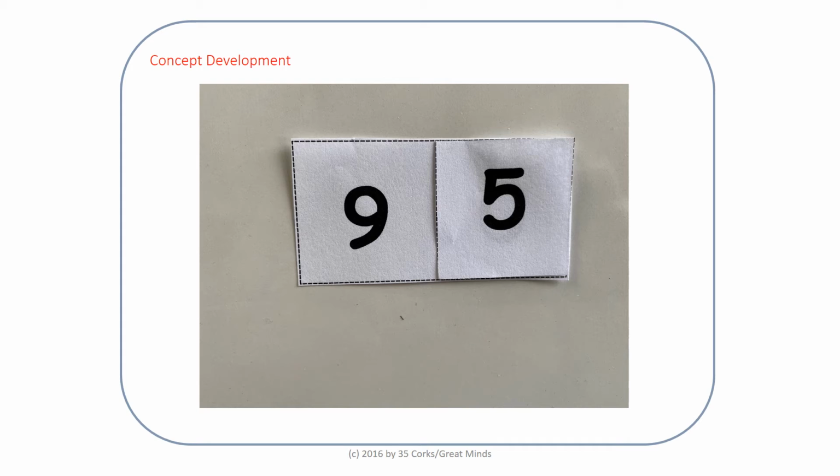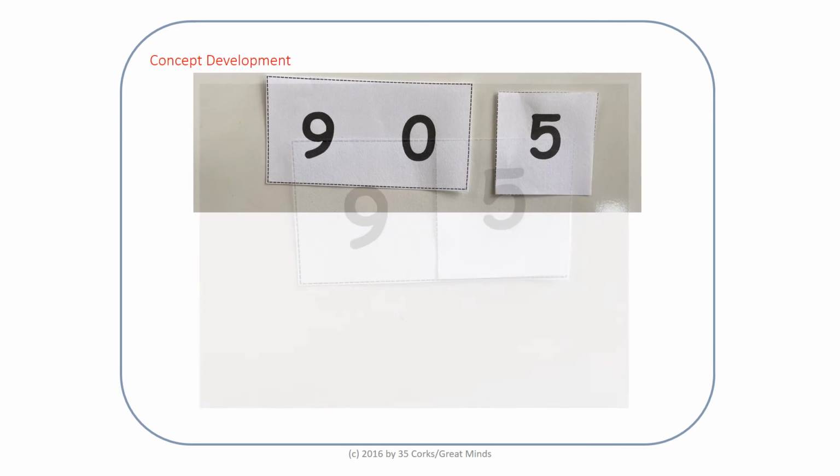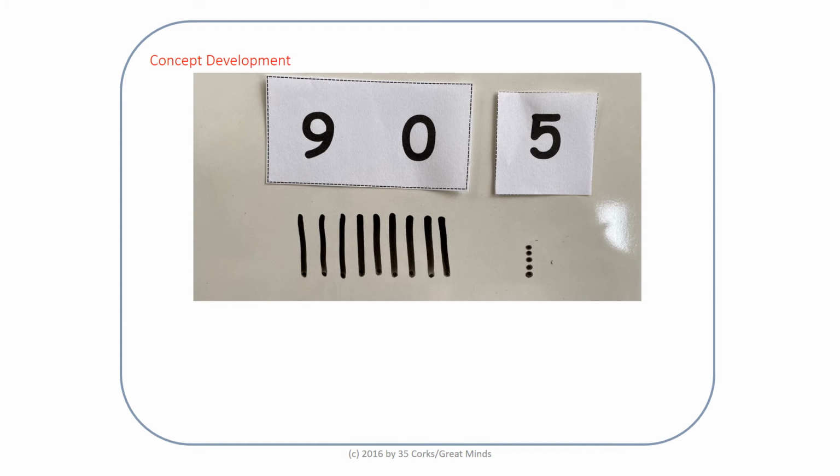What number am I showing here? 95. What 2 parts are we going to pull out of this number? Good, we're going to pull out 90 and 5. Now I'm going to show you my quick 10 drawings. And then we're going to put this in a place value chart.